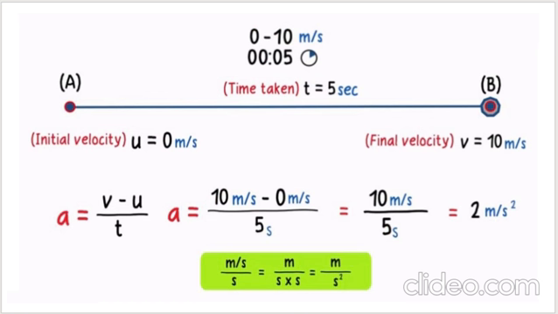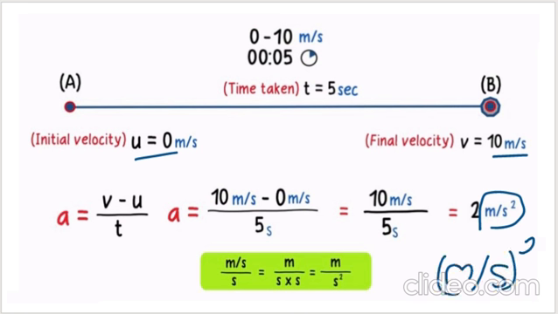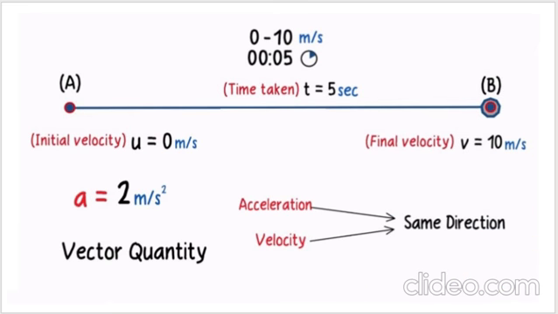Now here if you see A to B again, the time taken is 5 seconds, initial velocity is 0 and final velocity is 10 meter per second. So 10 minus 0 divided by 5. 10 minus 0 is 10 only, so 10 by 5 gives me 2 meter per second square. So remember that the unit of acceleration is meter per second square. Alright, so let's see ahead now. So we know that acceleration and velocity are both in the same direction. So direction is involved, so it is a vector quantity.